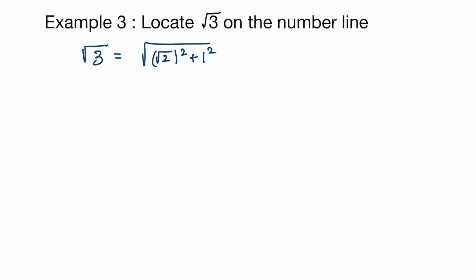Now why is that? Root 2 squared is going to give you 2, right? Root 2 squared is 2 and 1 squared is 1, and that is how you end up with root 3. So if you were to assume root 3 as the hypotenuse of a right angle triangle, let me just draw a right angle triangle here.